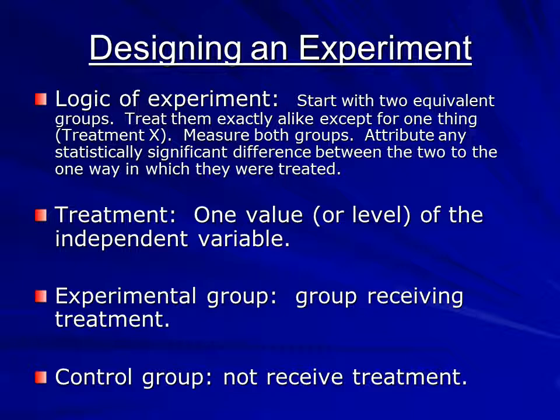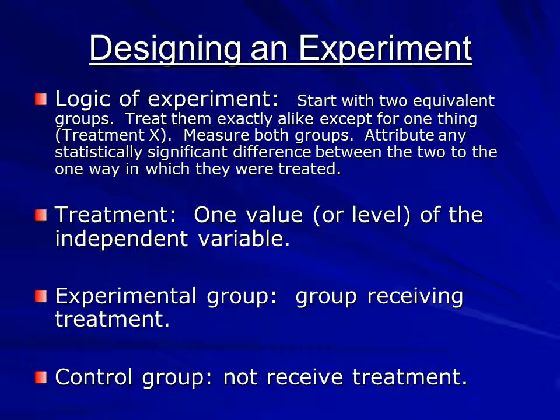So let's talk about how you design an experiment. The logic is that you start with 2 equivalent groups, 2 equivalent samples. Treat them exactly alike except for one thing, whatever the treatment, whatever the hypothesis really is. And then you measure both groups. You attribute any statistically significant difference between the two to this treatment X. So that's the logic. That's the unicorn of an experiment. This is how it's supposed to happen, but as you can see, there's a lot of potential for error involved with some of these issues.